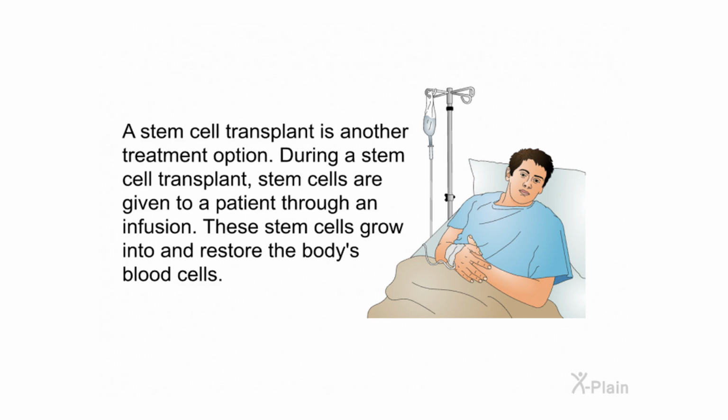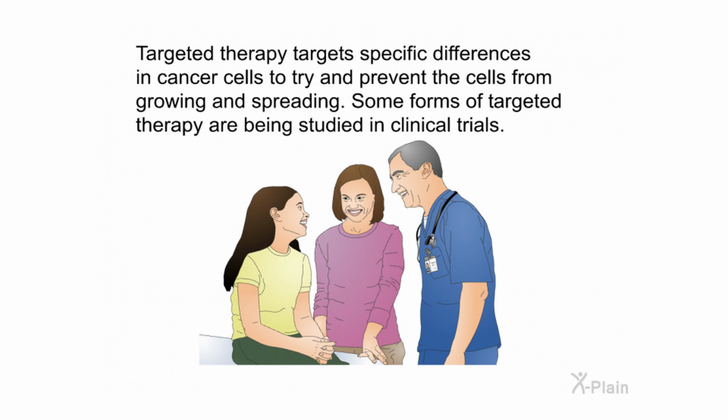A stem cell transplant is another treatment option. During a stem cell transplant, stem cells are given to a patient through an infusion. These stem cells grow into and restore the body's blood cells. Targeted therapy targets specific differences in cancer cells to try and prevent the cells from growing and spreading. Some forms of targeted therapy are being studied in clinical trials.